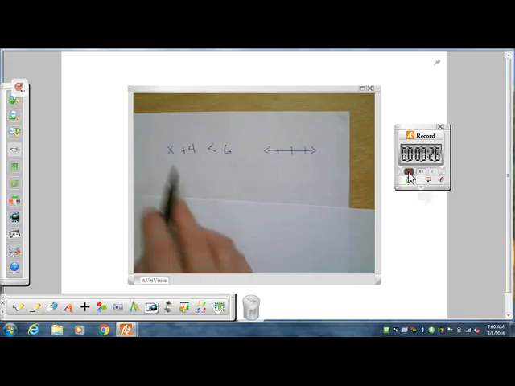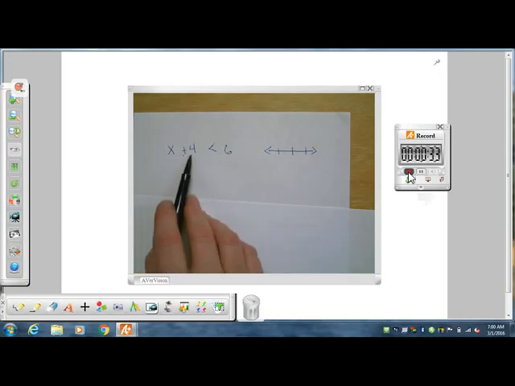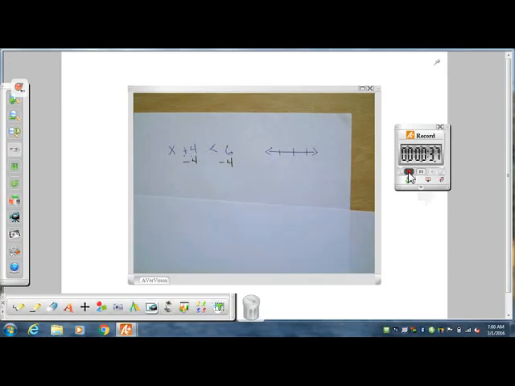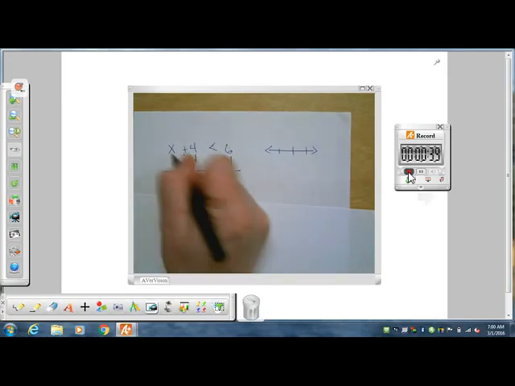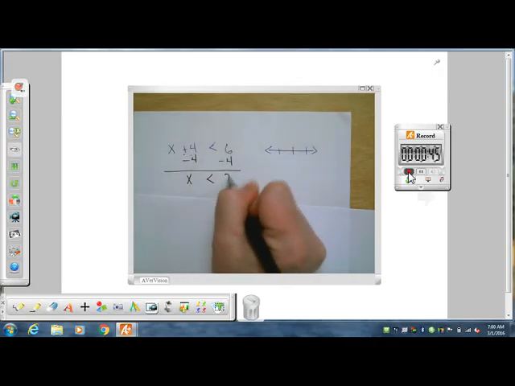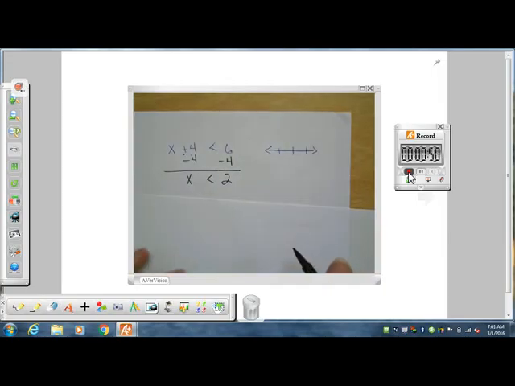So in order to solve this, I need to get the variable by itself. I need to isolate the variable. So I need to get rid of plus 4. So I'm going to subtract 4 from both sides. When I do that, I'm left with x, because plus 4 and minus 4 cancel out, less than 2. So my solutions would be all the values that are less than 2 would make that true.